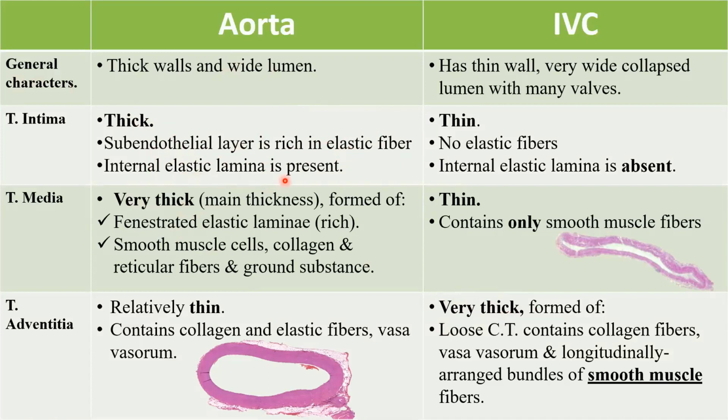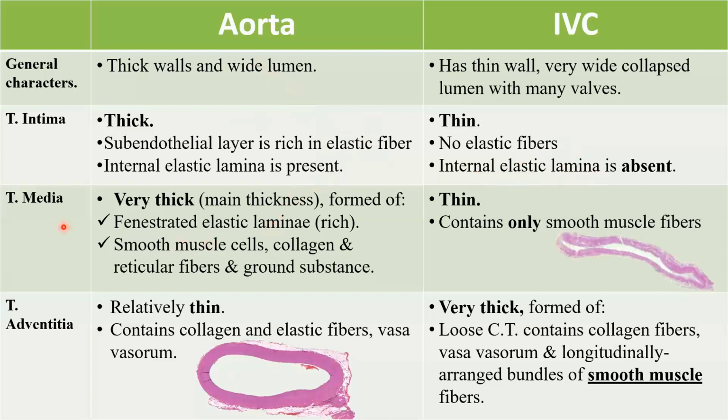And internal elastic lamina, almost all present. It's present here in the aorta, but it's not clearly identified or seen. It's okay, but it's present. It is rich in elastic fiber in general, the wall as a whole. So it is rich in elastic fibers in the subendothelial layer, and internal elastic lamina is present. On the other hand, IVC has thin intima, only formed of connective tissue with collagen fibers. No elastic fibers are present at all. And at the same time, internal elastic lamina is also absent. So here we will remove any word with elastic; it will be confined to aorta or to arteries in general, and absent in the veins, including IVC.